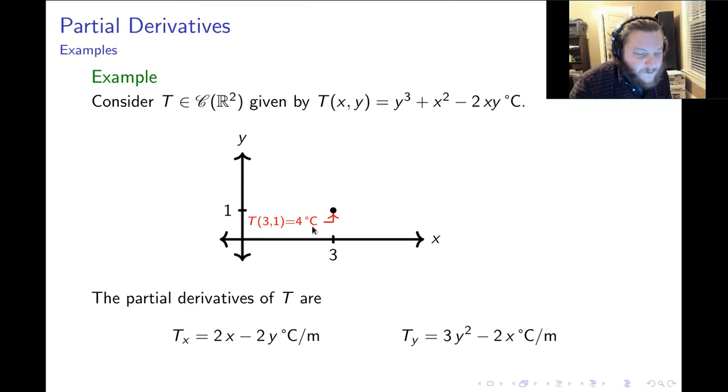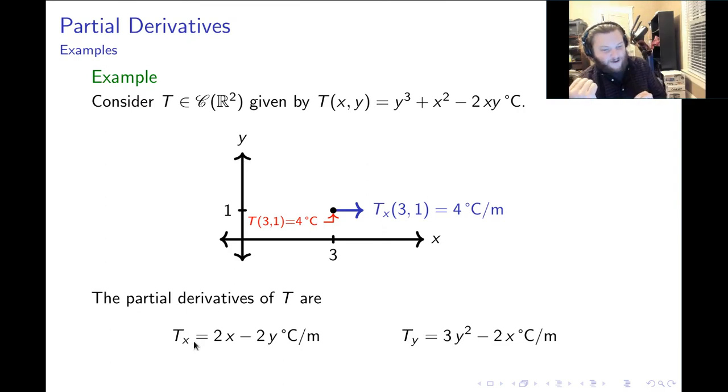Well, if I'm interested in information at this point 3, 1, let's say that I plugged in the numbers 3, 1 into my partial derivative with respect to x. The idea is that in the x direction, if I traveled from 3, 1, I would be experiencing an increase of rate of temperature by 4 degrees Celsius per meter. So if I plug in x equals 3 and y equals 1, the output for the partial derivative with respect to x is equal to 4 degrees Celsius per meter.